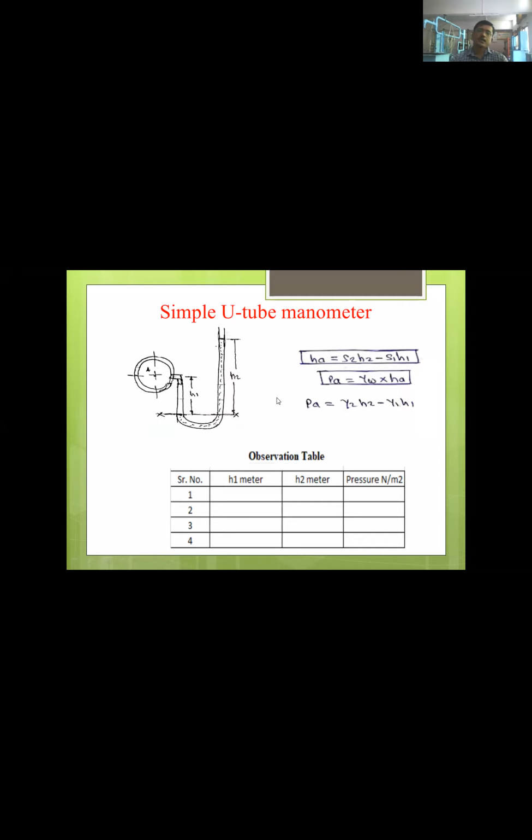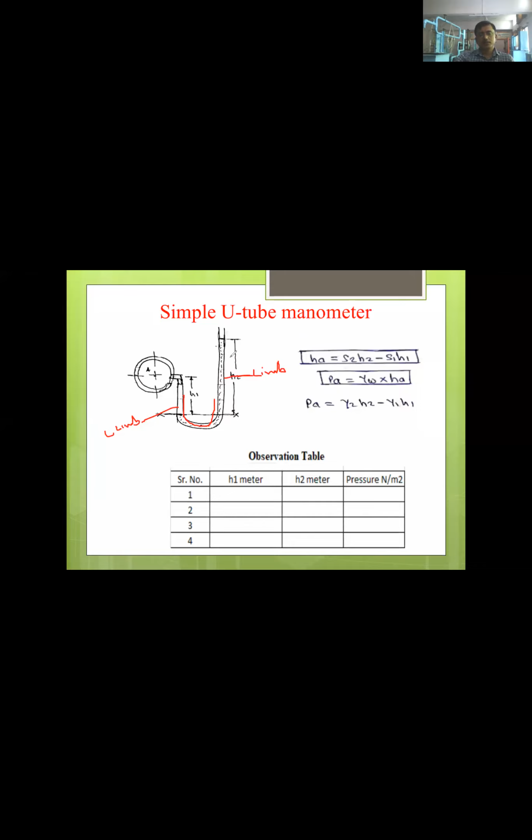So you can see in the diagram, this is the diagram of a simple tube manometer. Why is it called a U-tube? Because it is bent in a U shape. You can see there are two limbs. This is the right limb and this is the left limb of the manometer.